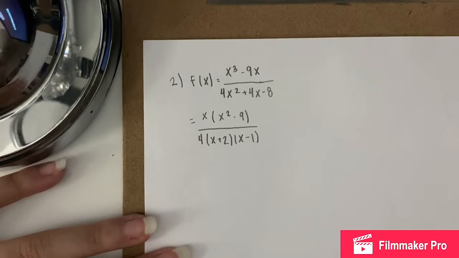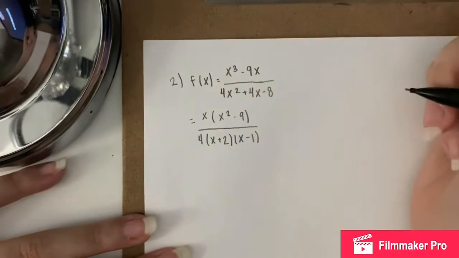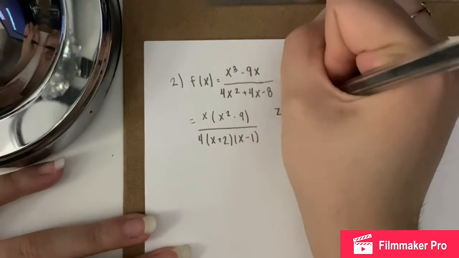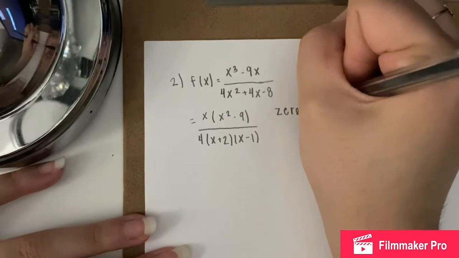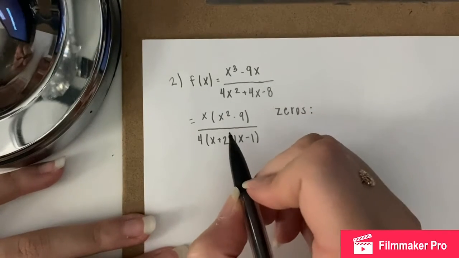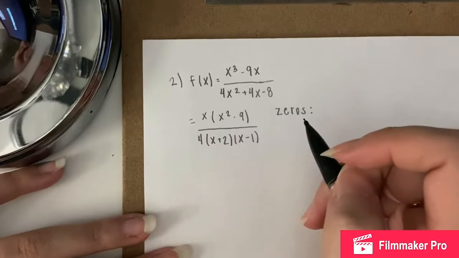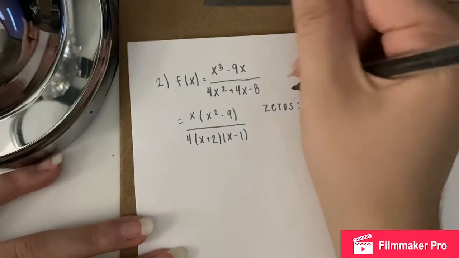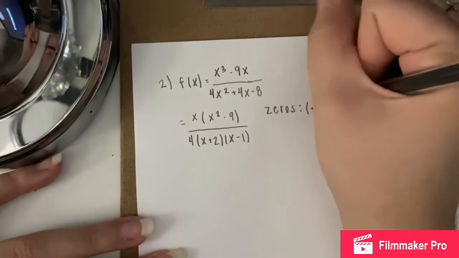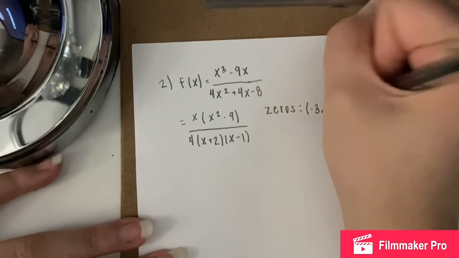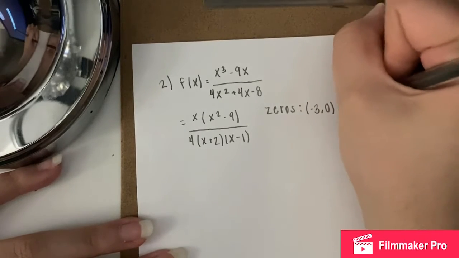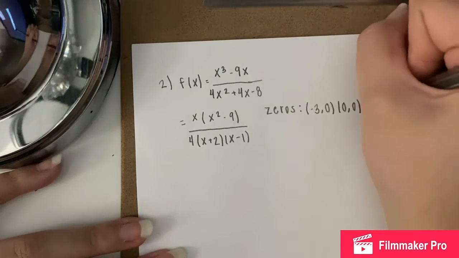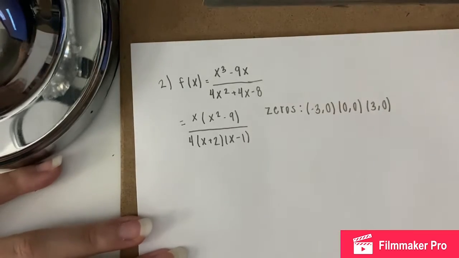So now in order to find our zeros, we know that our zeros are always in the numerator. So we're going to do zeros. I know I'm going to have one at -3, another one at 0, and another one at 3. So we need to write these in x-intercept form. So there was one at (-3, 0), another one at (0, 0), and then the last one at (3, 0).